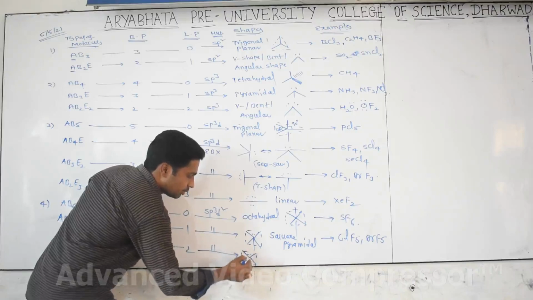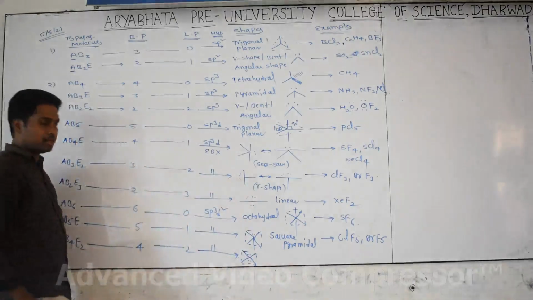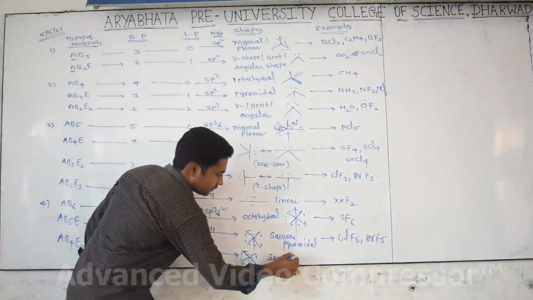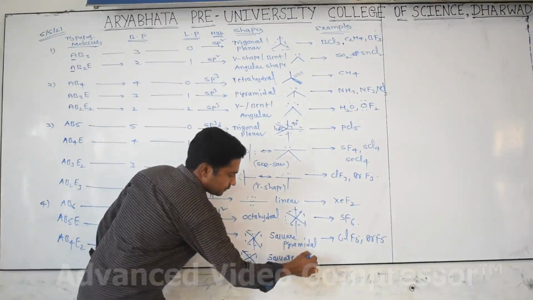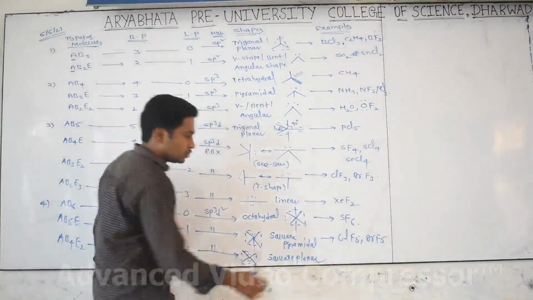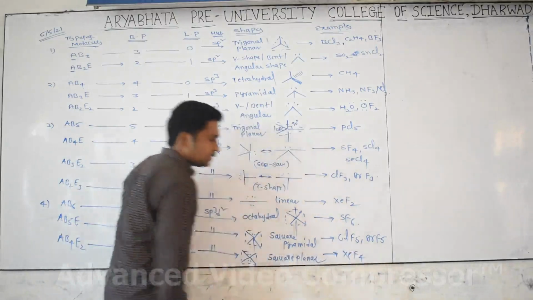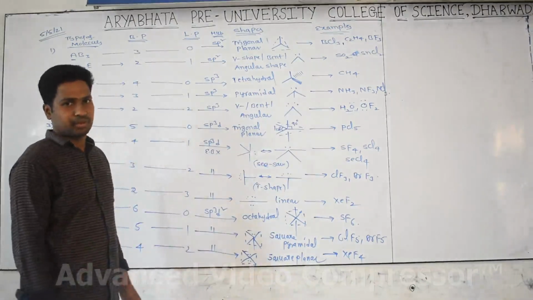And with one pair above and one pair below, which shape do we get? Square planar, or square shape? Square planar shape. So can I give an example for this? Xenon tetrafluoride, XeF4, is the best example.